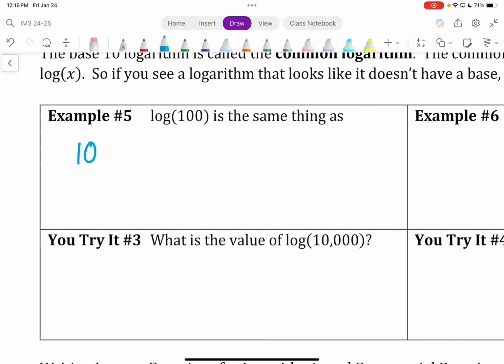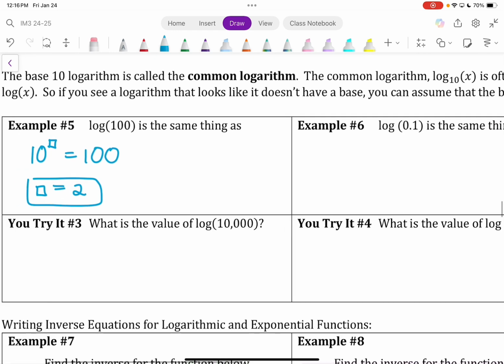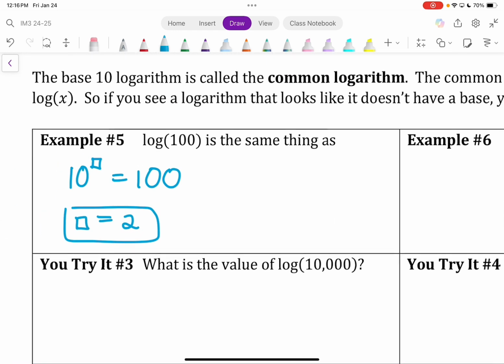It's the same thing as 10 to the power of what equals 100. Well, 10 to the power of what gives you 100? 10 to the power of 2. So in this case, the box is equal to 2. So in this case, log of 100 is the same thing as 10 to the second power, which is equal to 100.